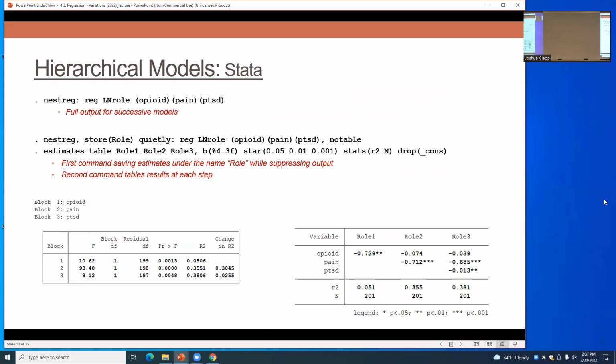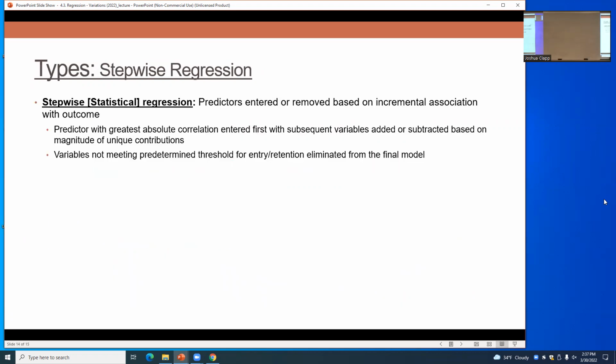All right. Just some different syntax in Stata for going through, pulling up some different tables and things like that. So for Stata users, you have that in the handout. Just setting these up a little bit differently.